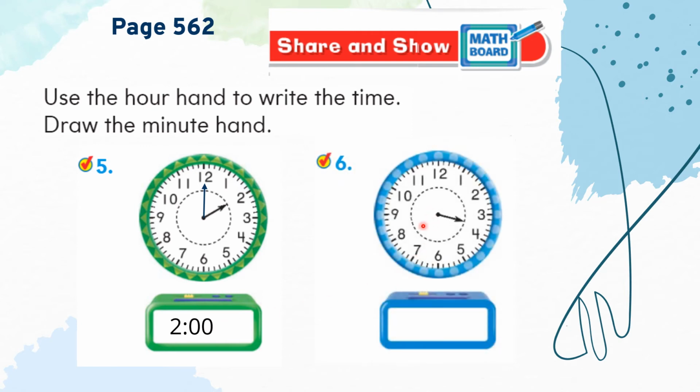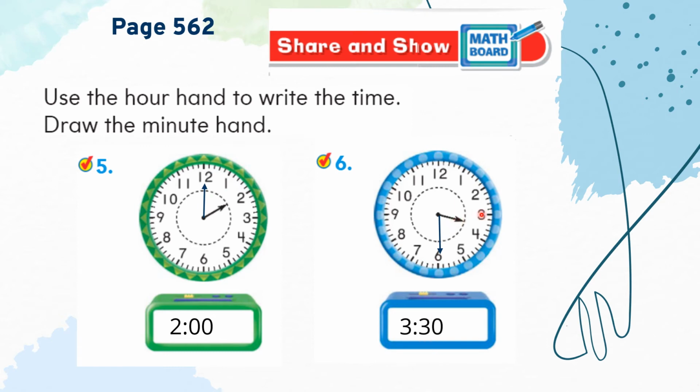Now let's look at the analog clock. The clock's hour hand is in between 3 and 4. It means it has already been 3 o'clock. It is not yet 4 o'clock. So we draw the minute hand, which is pointing at 6, which means 30 minutes have passed after 3 o'clock. And we write it in digital form as 3:30.